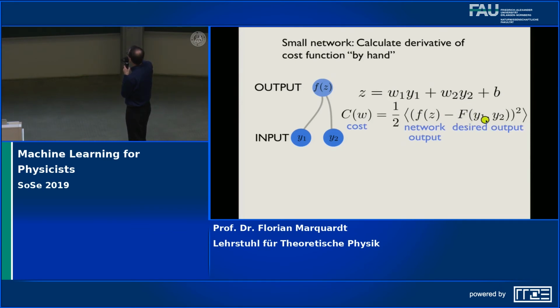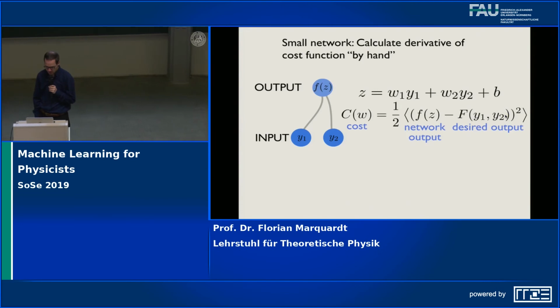So capital F depends on y1, y2, maybe any arbitrary function that you want to train on. So we take the difference here, we take the square, and then we average over all possible training samples, so all possible combinations of y1 and y2. Okay, and the result is our cost function. It depends on w.